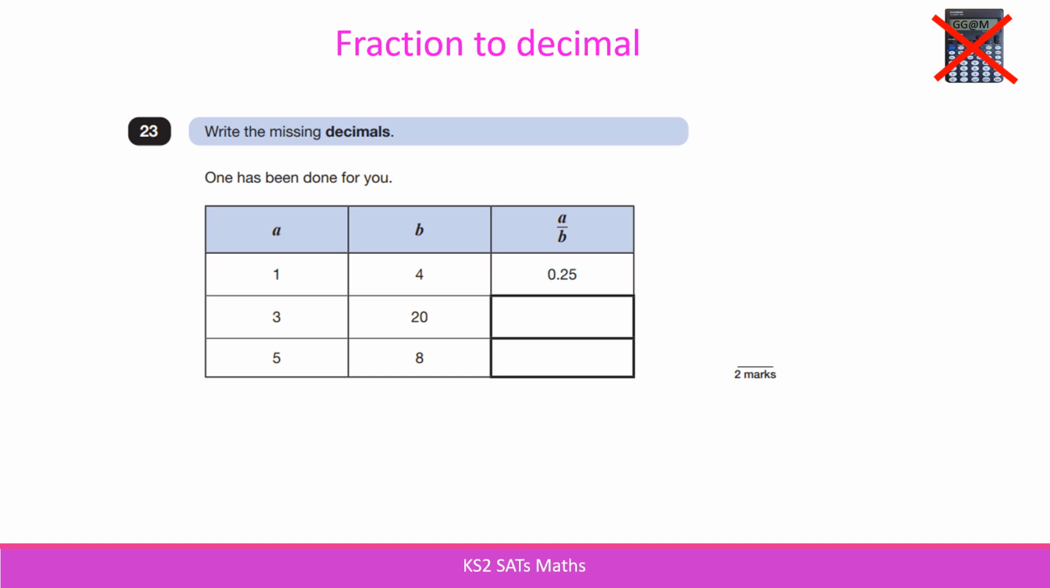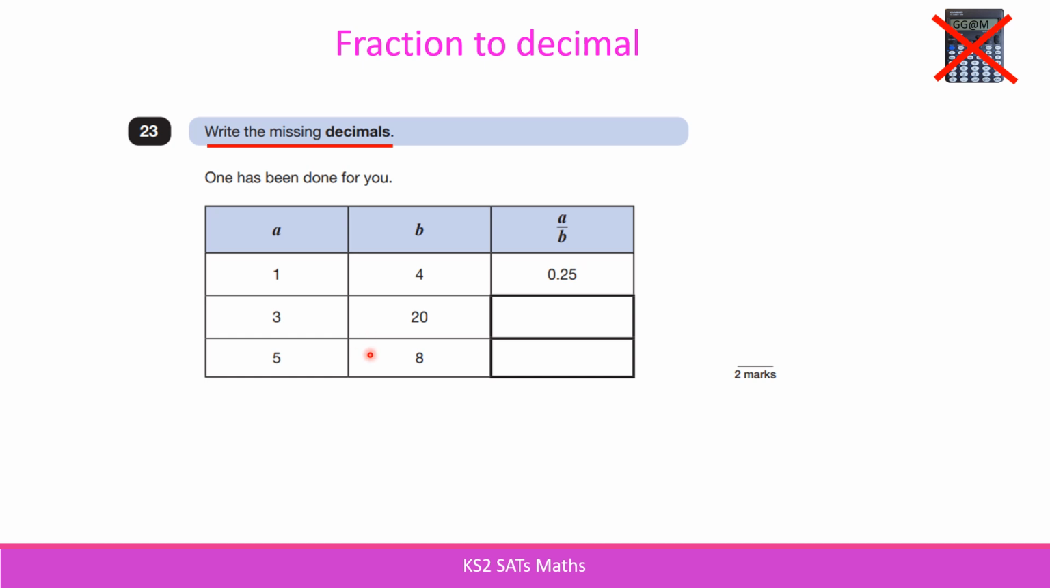This is a question on converting a fraction to a decimal. You've got to write in the missing decimal. It tells you the first one has been done for you. So if we just understand what you've got to do in this table, you're told the value of A is equal to 1, the value of B is equal to 4, and then they've got A over B is equal to 0.25. So what that actually means is they've written 1 over 4, or a quarter, and they want you to write the fraction a quarter as a decimal as 0.25, and that is a decimal and fraction you should be aware of for conversion between those two.